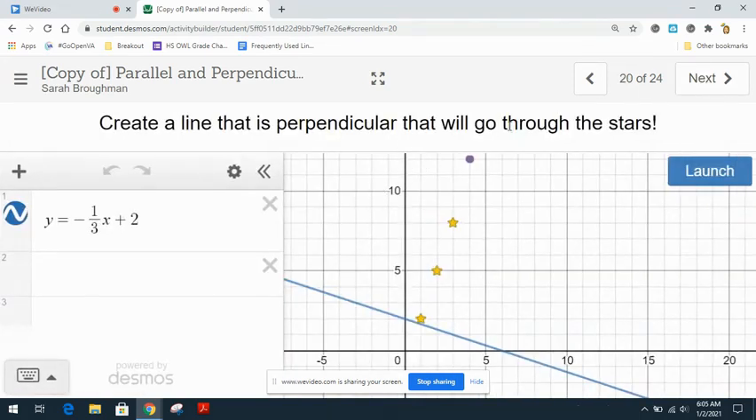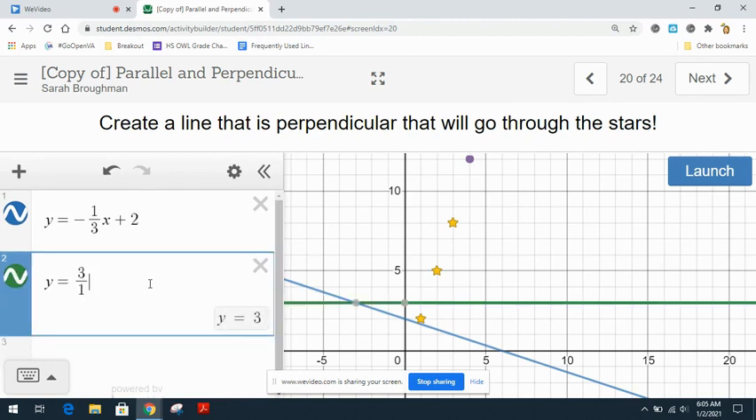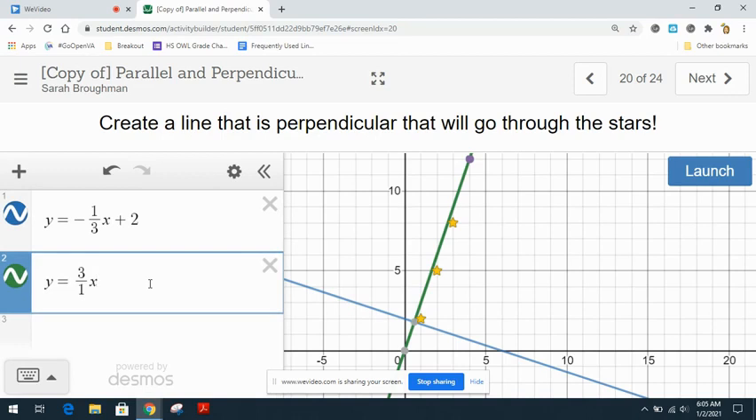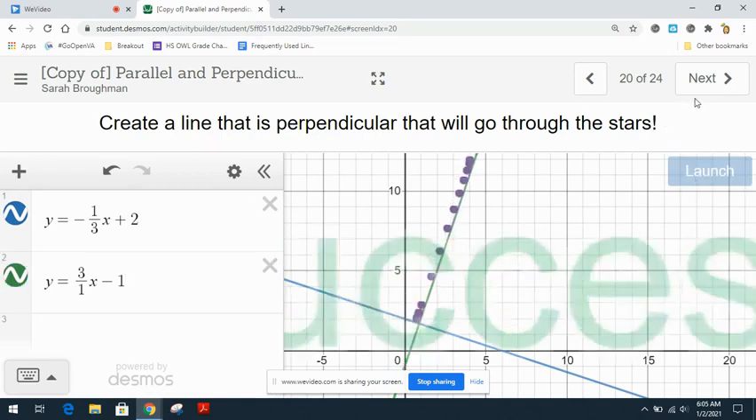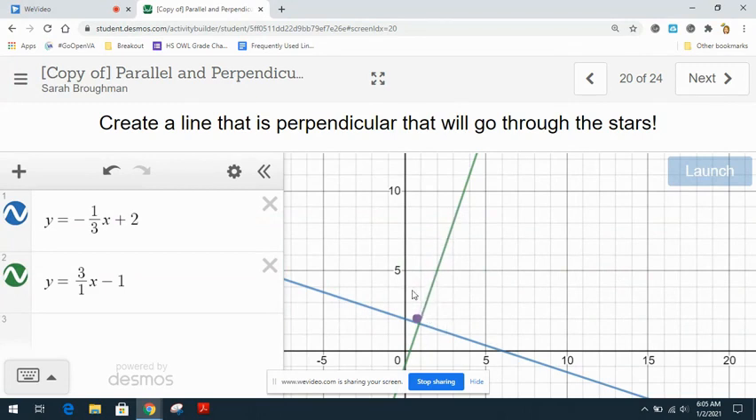We want to create a line that's perpendicular that will go through these stars. So we're going to do y equals, instead of negative, it's positive. I'm going to flip. So I'm going to have 3 over 1, or just 3, x. And that's a little high. So let's say -1. And I go through all my stars. It's okay if the balls don't go off the screen. They can go there. The goal is just to get through the stars.